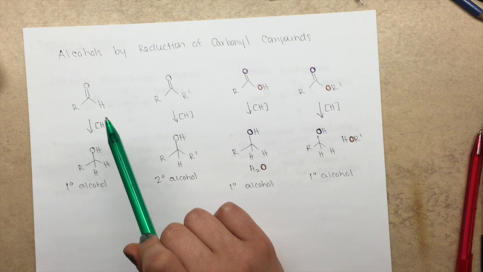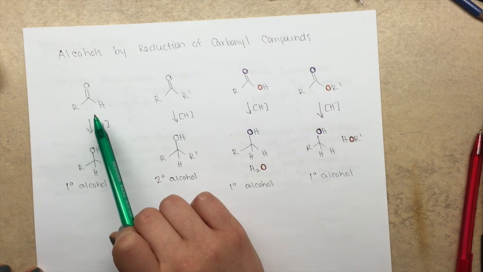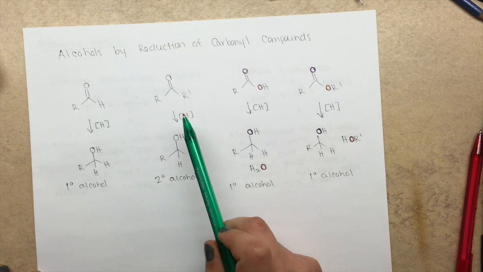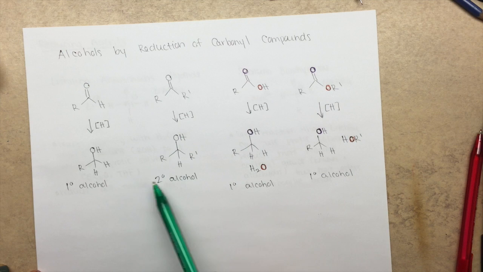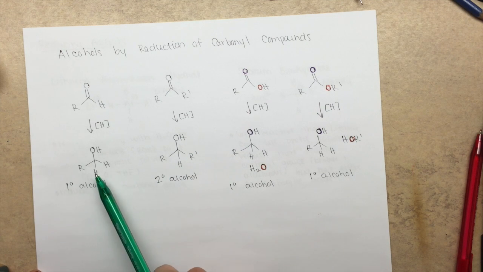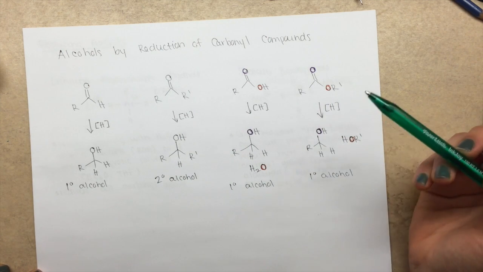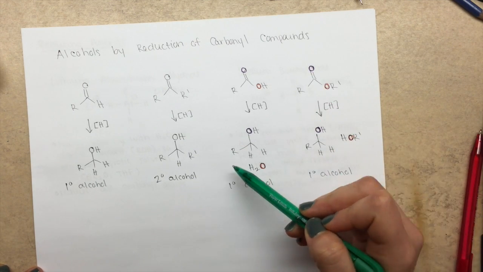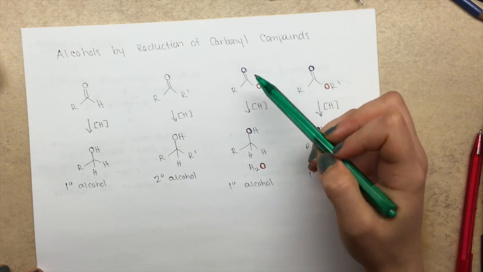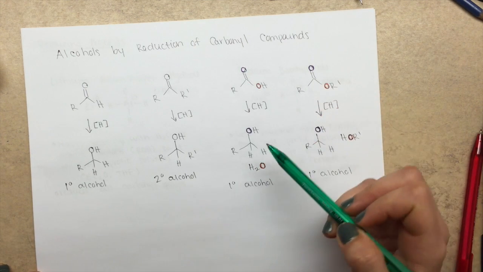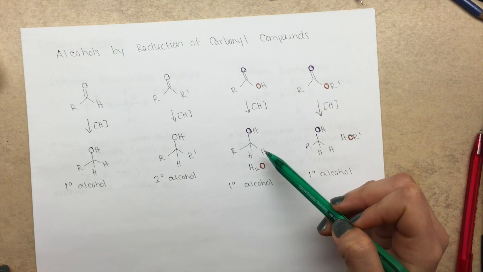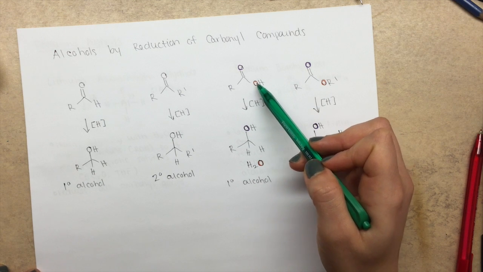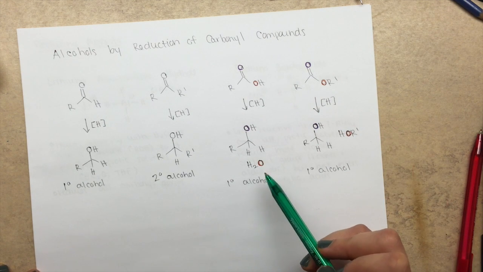So we can see here that if we're reducing an aldehyde, we can form a primary alcohol. If we're reducing a ketone, we would form a secondary alcohol because we would have the 2 R groups as opposed to just the 1. If we were to reduce a carboxylic acid, we would form a primary alcohol as well as water. And we can see here that the carbonyl oxygen is going to be part of the primary alcohol, and the hydroxyl oxygen is going to be part of the water molecule formed.